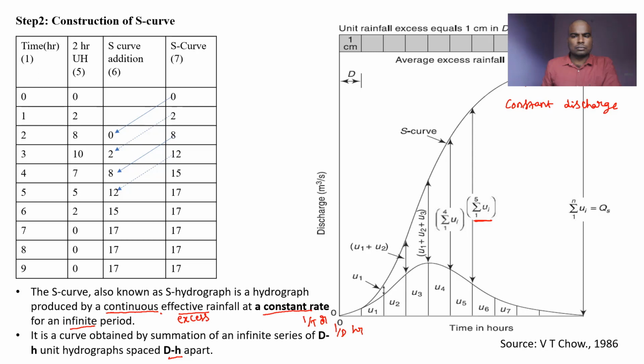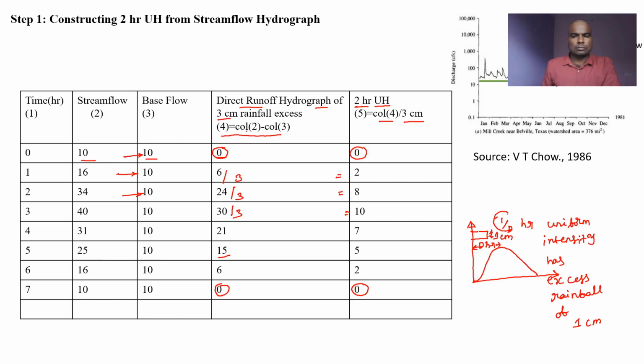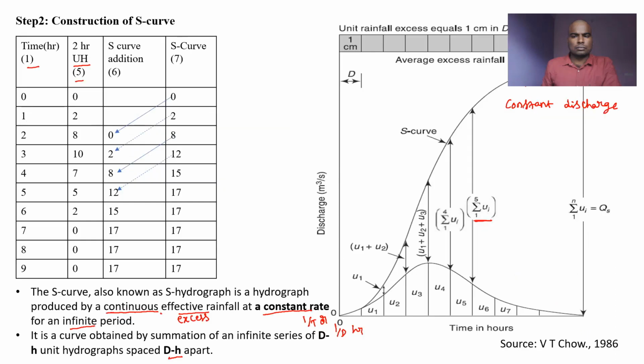So from the previous step, we have generated the 2-hour unit graph. Please note down this column number. In the previous slide, we ended with column 5. I'm continuing with the same column 5, so I have taken the same values. So 0th hour is 0, first hour is 2, second hour is 8. Like that, I have taken the values directly.